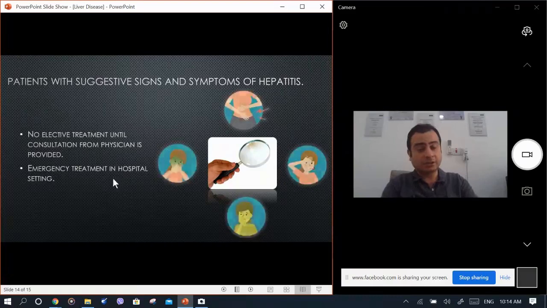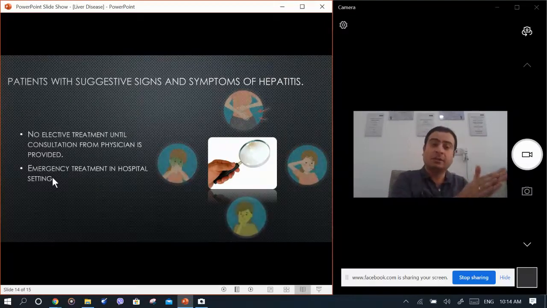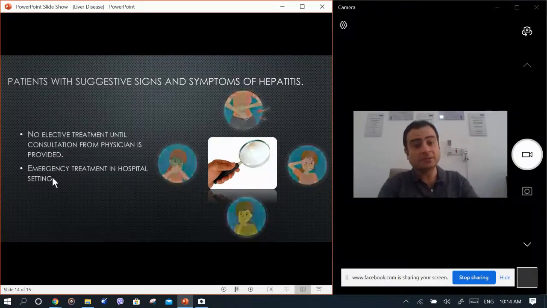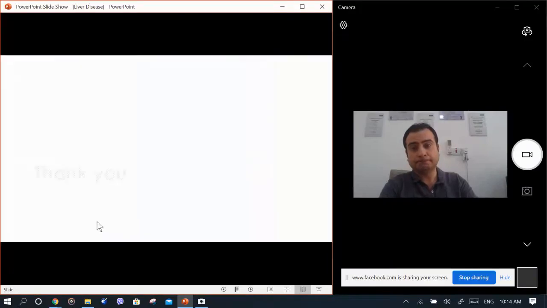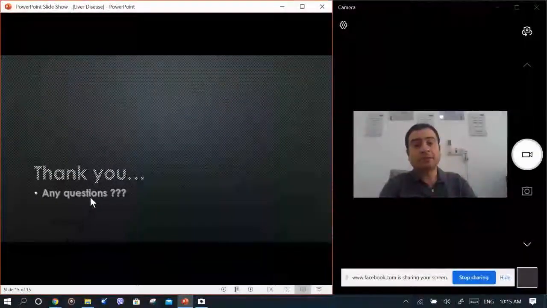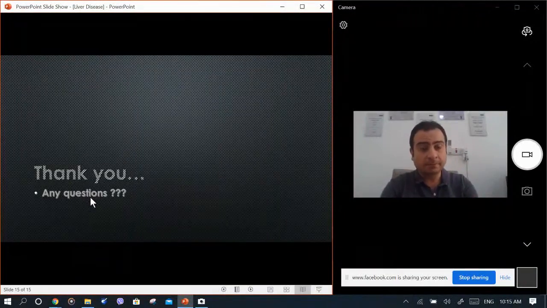Otherwise, emergency treatment in a hospital setting can be provided. If it is an elective treatment, we might be able to postpone the treatment and refer the patient to a physician. But if it is an emergency treatment, it's best to refer the patient to a hospital setting for the delivery of the treatment. That's all we have for patients with hepatitis.